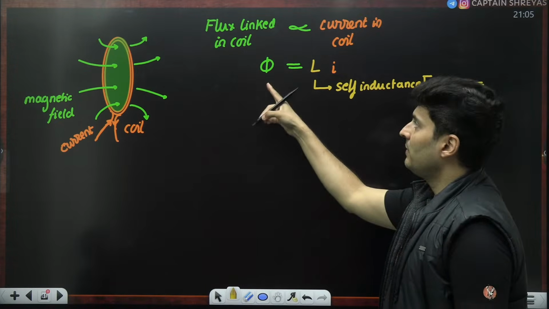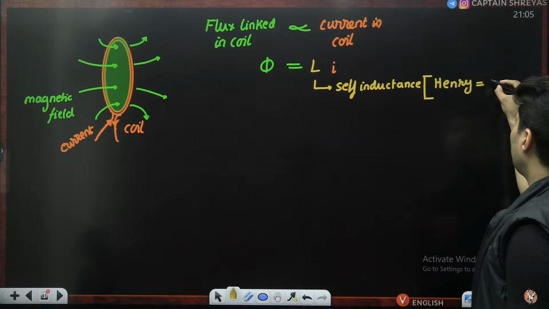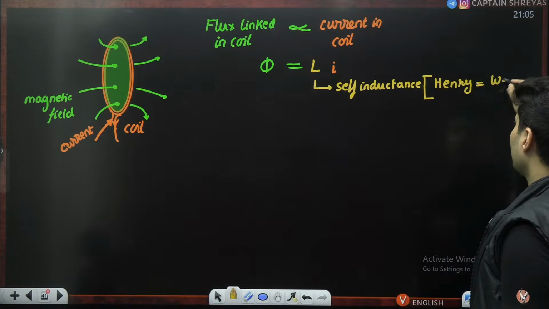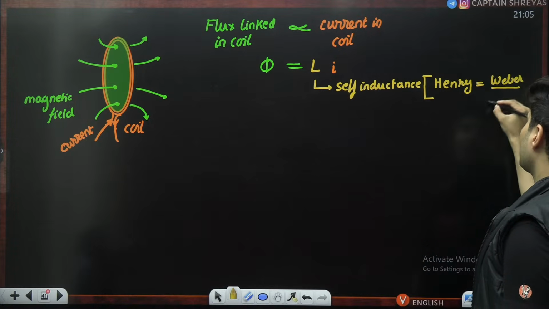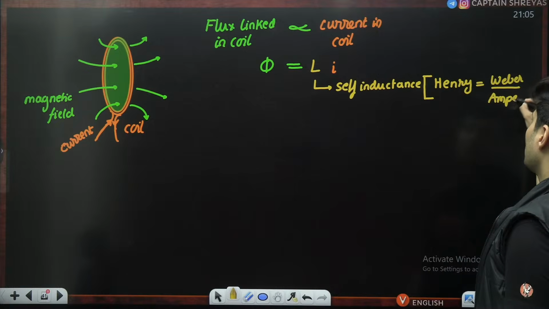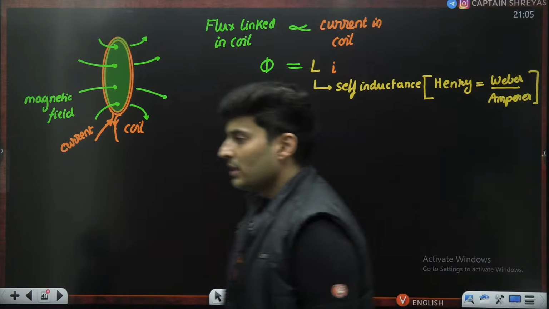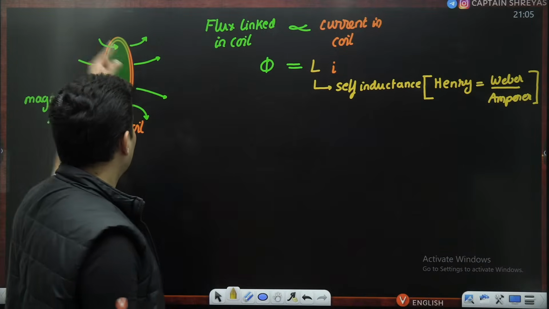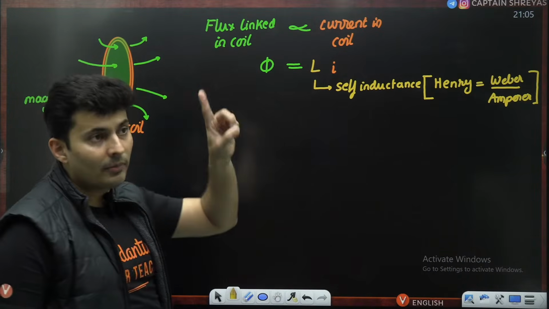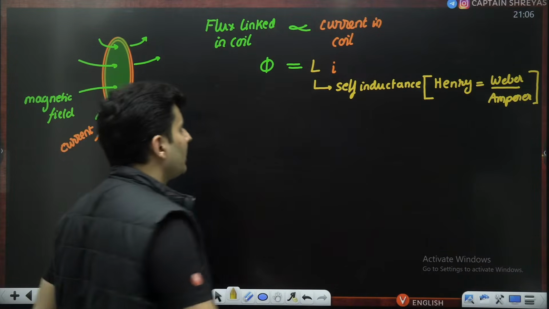You can see, if taken down, phi by I, phi is expressed in Weber and current is expressed in ampere. So a Weber of flux produced by 1 ampere of current is 1 Henry. So if the flux produced is 1 Weber due to 1 ampere, the inductance is 1 Henry.